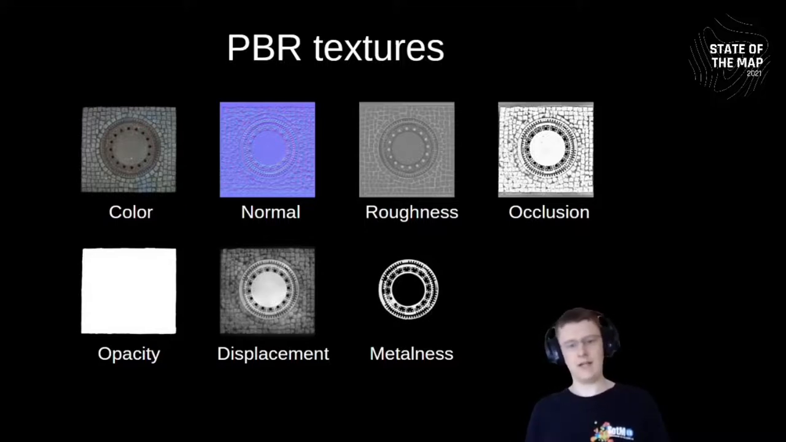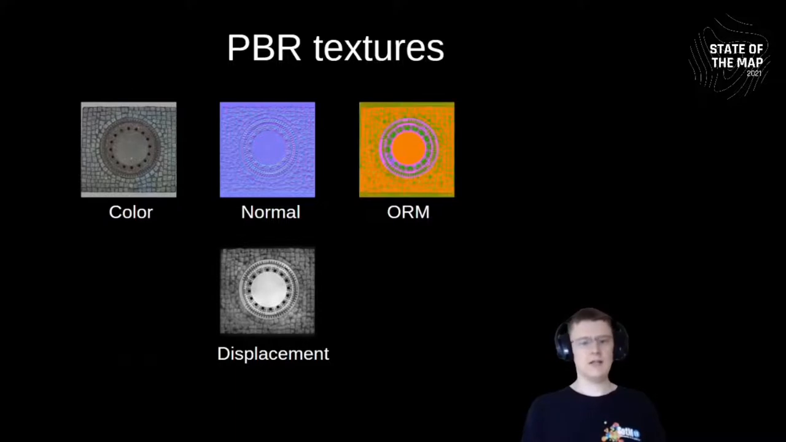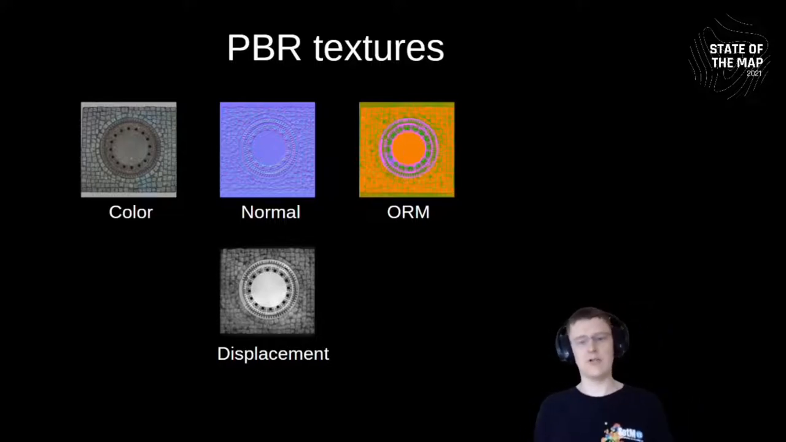For easier handling and to reduce the number of downloads with web-based applications, OSM2World combines several of these textures, such as color and opacity, as well as occlusion, roughness, and metalness, into multi-channel textures. And with most applications, OSM2World only outputs color, normal, and ORM textures. Displacement textures are supported, but only used with some output formats, not all of them.